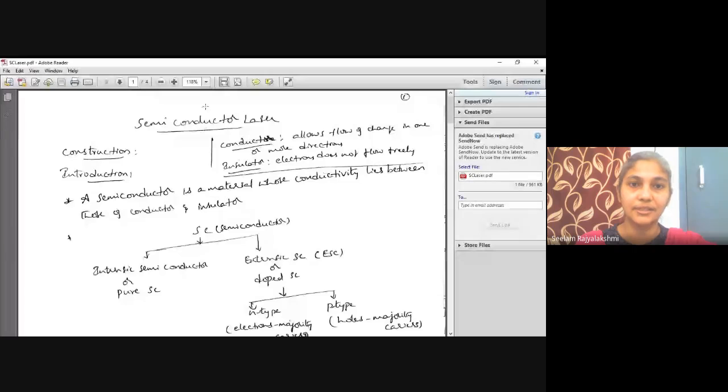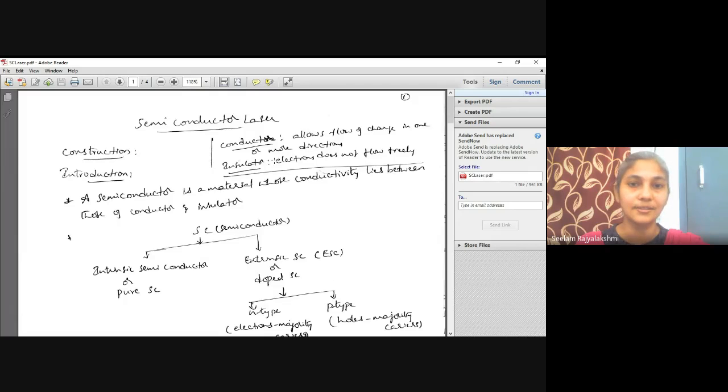Semiconductor laser. In the name itself, we have conductivity. Semi means half, conductor, conductivity. So here, what is a conductor? A conductor is a material which allows the flow of charge in one or more directions.